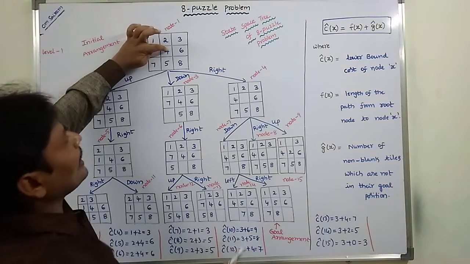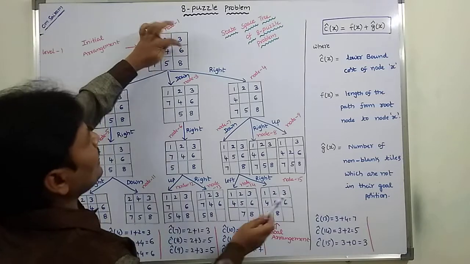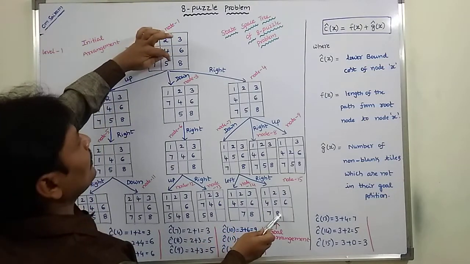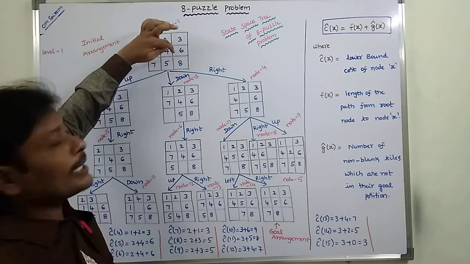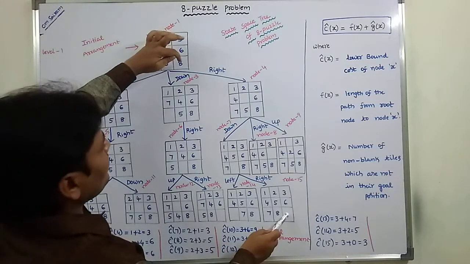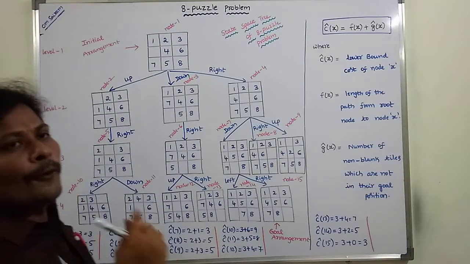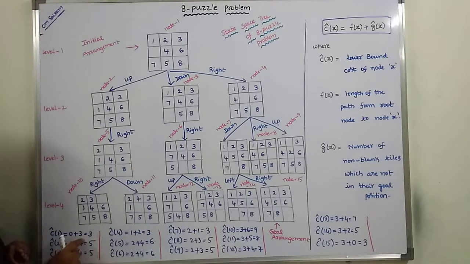Fifth is not there in the correct position. That is the second wrong position. Sixth is already there in the same position. Seven is there already in the same position. So eighth is not there in the correct position. That is the third wrong position. Here this is the wrong position. That is the fourth wrong position. So we have to take 4 minus 1, that is 3.